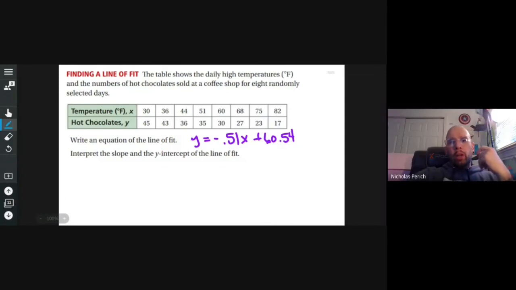So what are we doing here? The table shows the daily temperature and the number of hot chocolates sold. All right, so interpret the slope. That's my slope. The warmer it gets, the less hot chocolate you sell. And the y-intercept is how many you would sell if the temperature was 0. Oof. It's a cold day. All right.